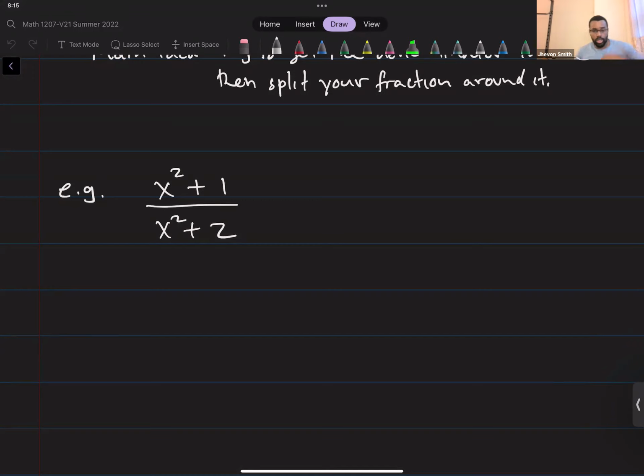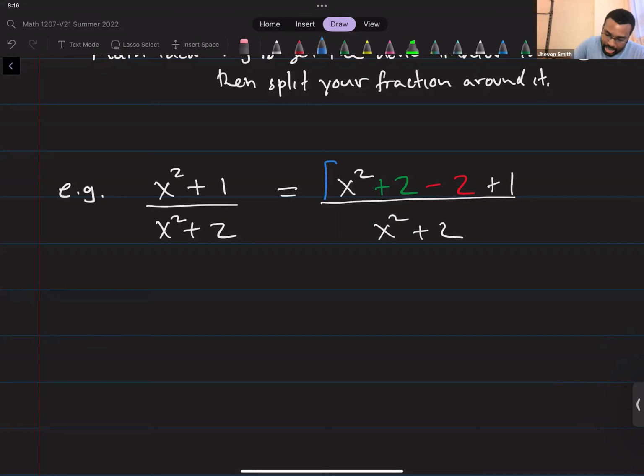However, here's one thing you could do. If I focus my attention on getting the denominator in the numerator, what would I need to do? Well, my denominator is x squared plus 2. So I can just put in a plus 2 so that I get the x squared plus 2, just like in my denominator. However, there was no 2 in my numerator to begin with, so I have to minus 2 at the same time. The goal is to get the denominator forced into my numerator, and I accomplish this by adding and subtracting something.